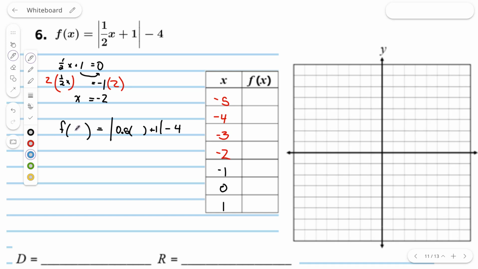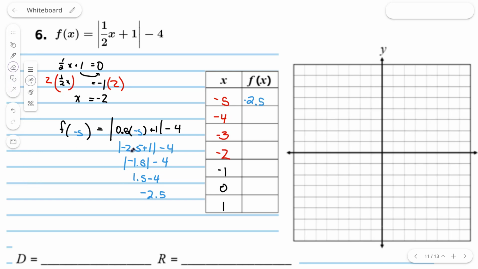So the first one I'm plugging in is -5. So that's -2.5 plus 1. Take the absolute value of that. That's going to give me a -1.5. Take the absolute value of that, and so that's going to give me a 1.5 minus 4, which gives me a negative, oops, not 3.5, -2.5. So that's my first ordered pair.